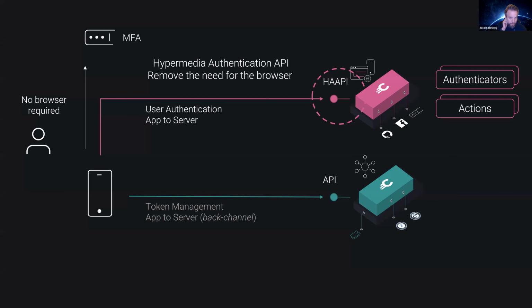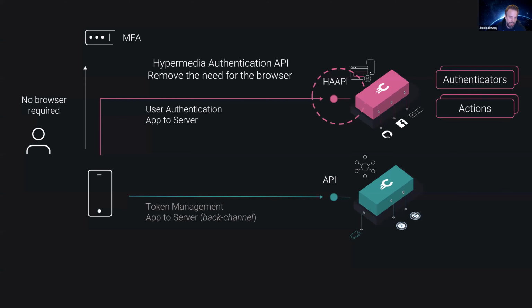And the Hypermedia Authentication API is here now to solve this. What happens when we remove the browser? Well, we can take this whole HTML presented flow and shrink it down to the bare essentials. What do you need in order to move a user through an authentication flow? Well, you need to know what to present. You need actions, and you need links, and you need some messages. That's pretty much it in a nutshell.